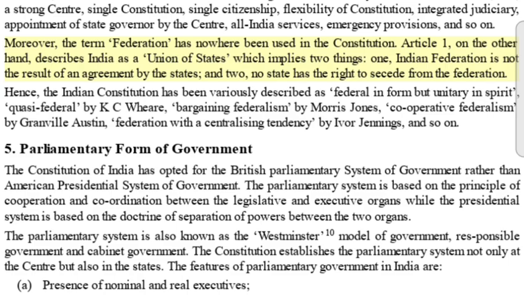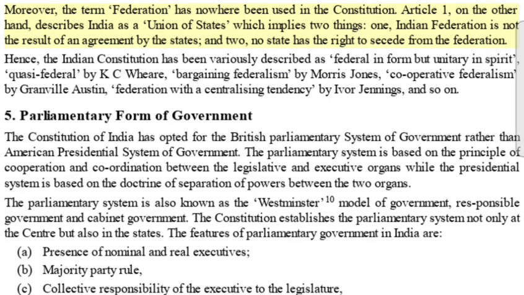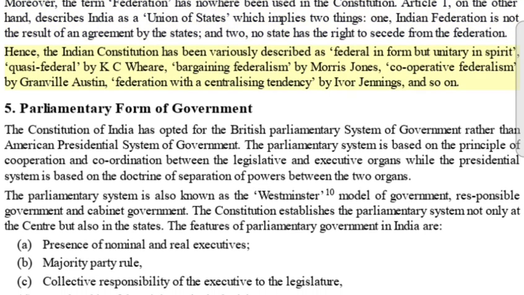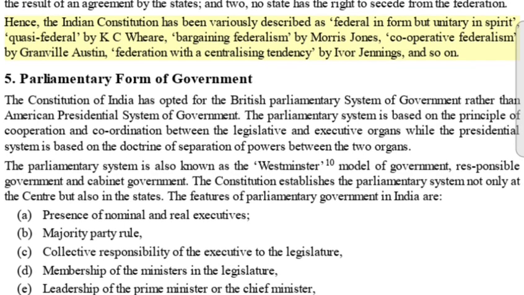Article 1, on the other hand, describes India as a union of states, which implies two things: 1. Indian federation is not the result of an agreement by the states, and 2. No state has the right to secede from the federation. Hence, the Indian Constitution has been variously described as federal in form but unitary in spirit, quasi-federal, by K.C. Wheare, bargaining federalism, by Morris Jones, cooperative federalism, by Granville Austin, federation with a centralizing tendency, by Ivor Jennings, and so on.